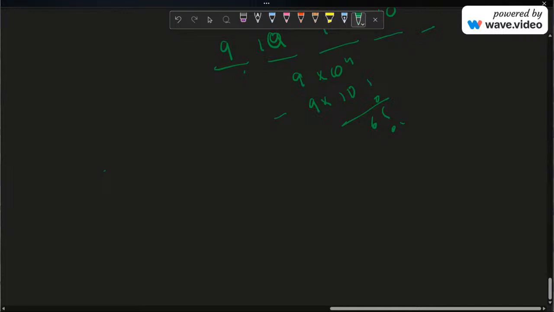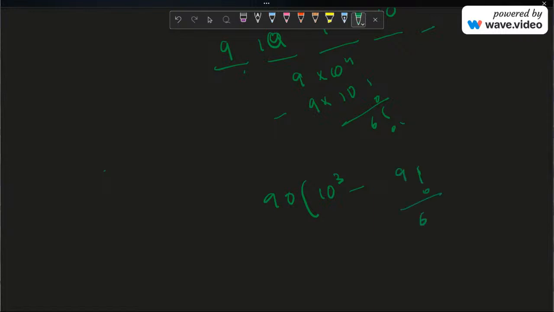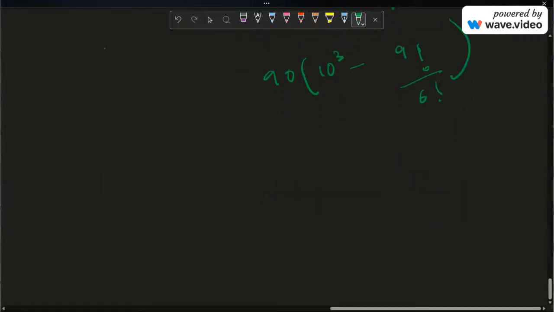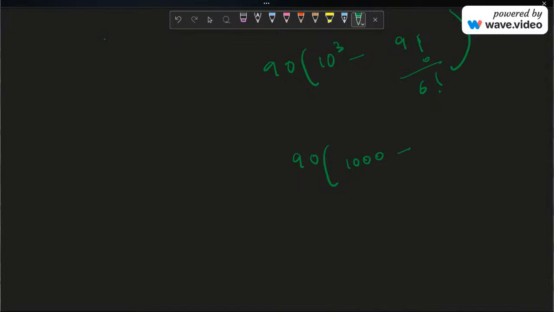So 90 into 10 cube minus 9 factorial upon 6 factorial. Now that will be 90 times 1000 subtracted by 987.